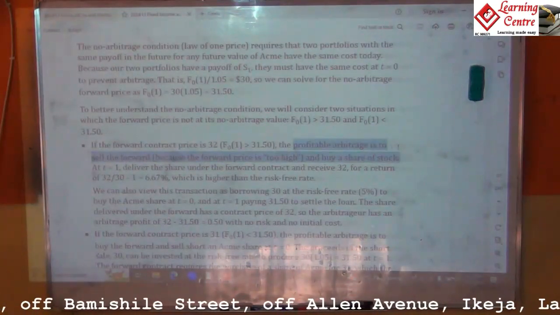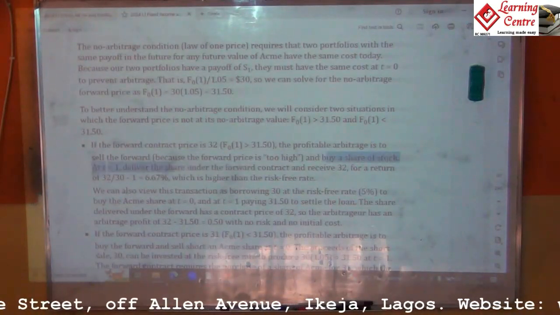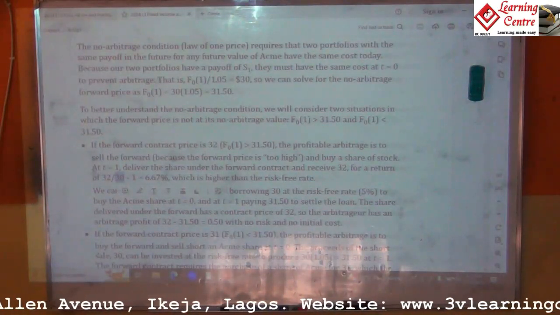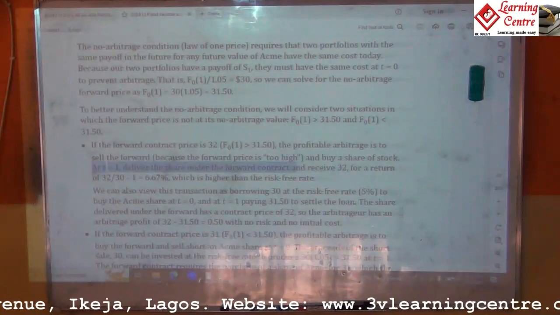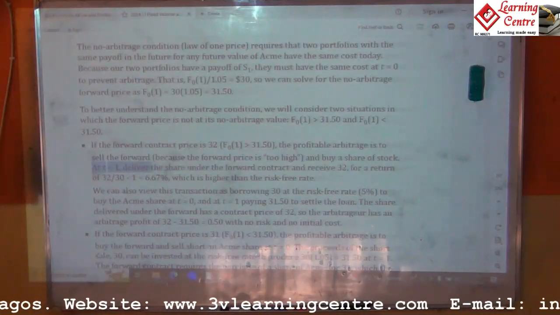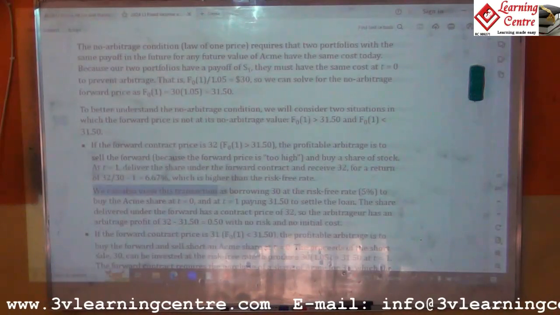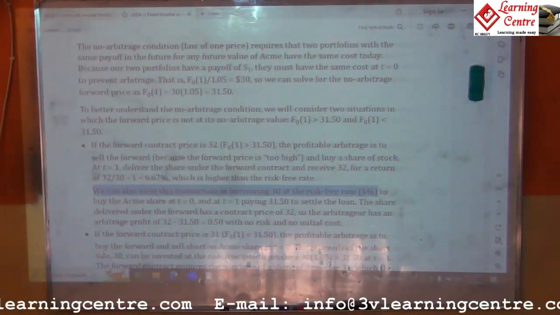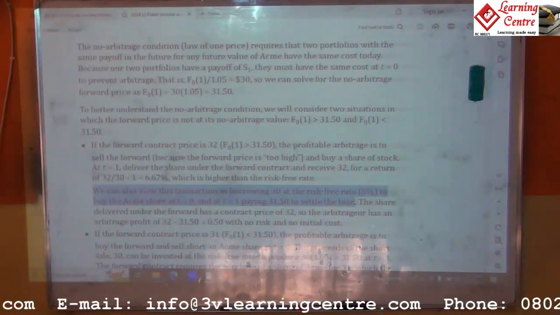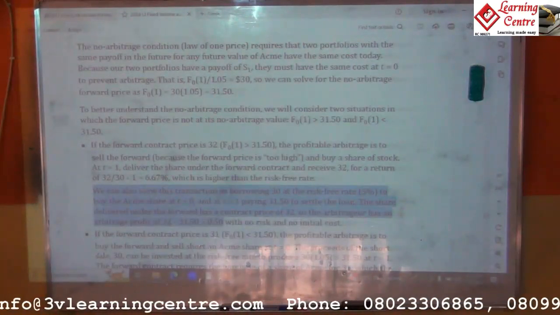So the profitable thing to do is to sell the forward because the forward is too expensive, and buy a share of the stock. Remember, a share of the stock is $30. Then in year one, deliver the share under the forward contract and receive 32, which is the cost of the forward, and a return of 6%, which is higher than the risk-free rate. We can also view this transaction as borrowing $30 at the risk-free rate of 5% to buy the share, paying 31.5 to settle the loan. The share delivered under the forward has a contract price of 32, so the arbitrager has the profit of this. So what does it mean?